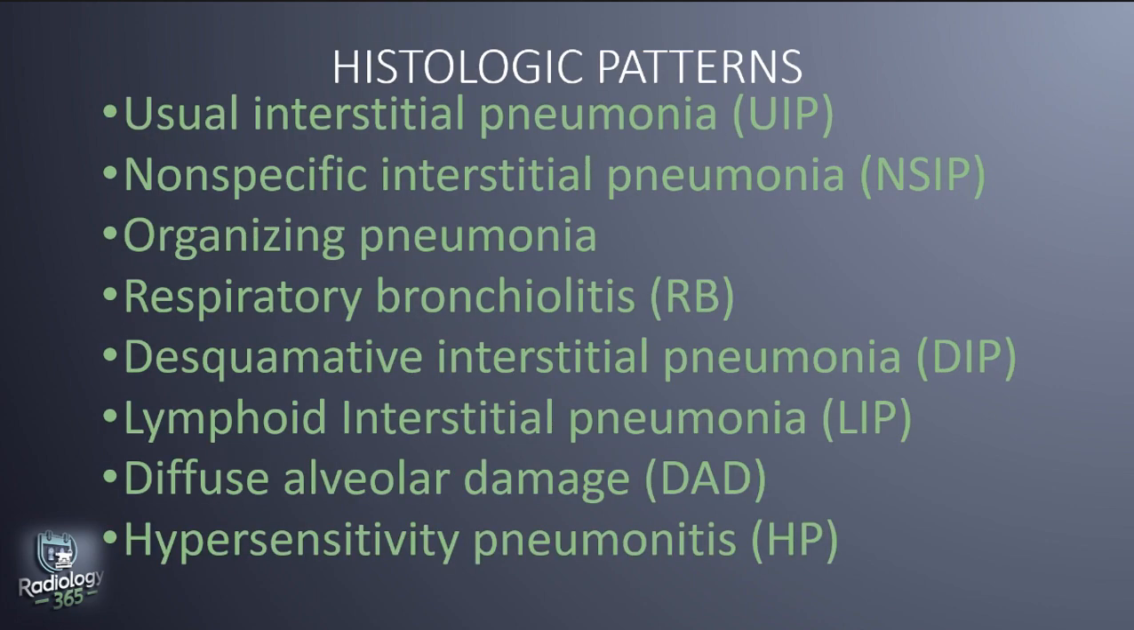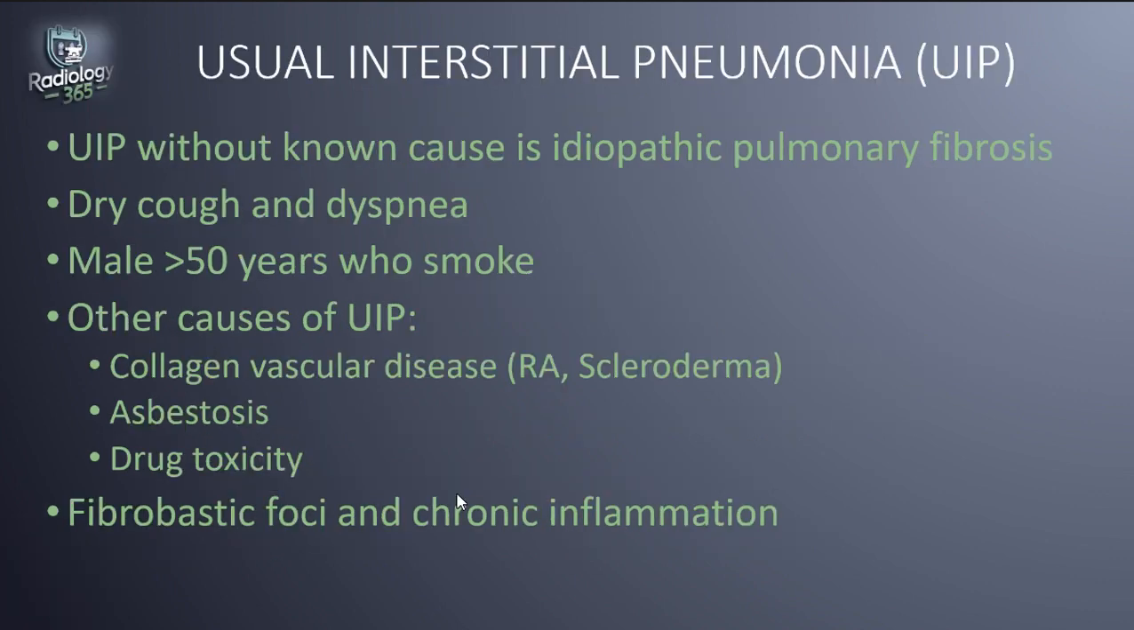So the histologic patterns that I mentioned, the 8 of them: usual interstitial pneumonia, non-specific interstitial pneumonia, organizing pneumonia, respiratory bronchiolitis, desquamative interstitial pneumonia, lymphoid interstitial pneumonia, diffuse alveolar damage, and hypersensitivity pneumonitis. We have touched a little bit on hypersensitivity pneumonitis in previous discussions when we were talking about the approach to micronodules. So let's start off with the usual interstitial pneumonia pattern.